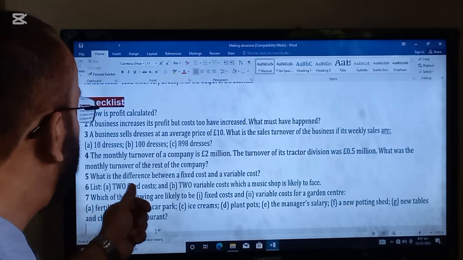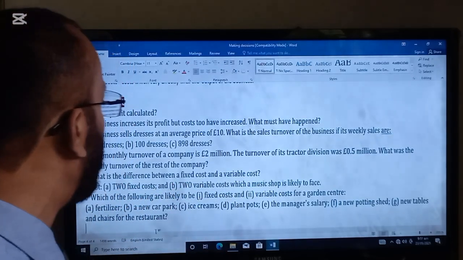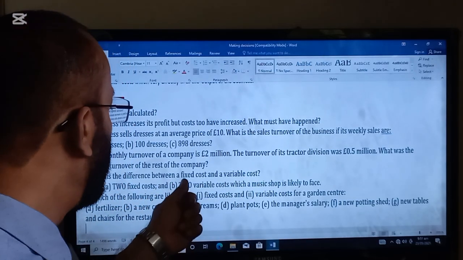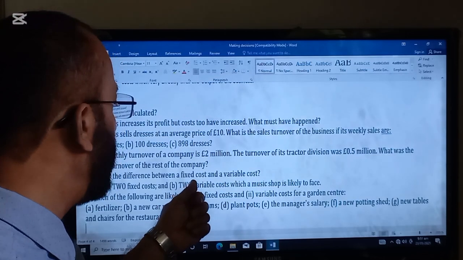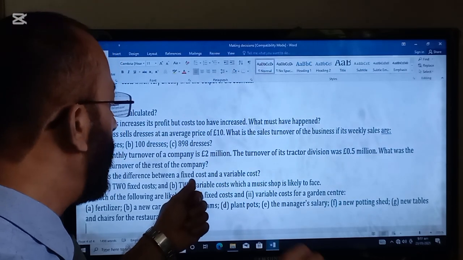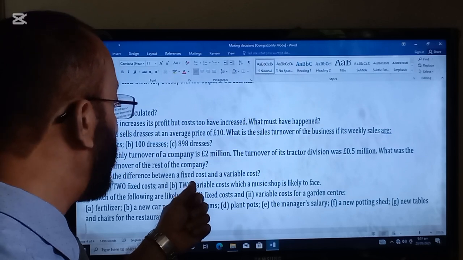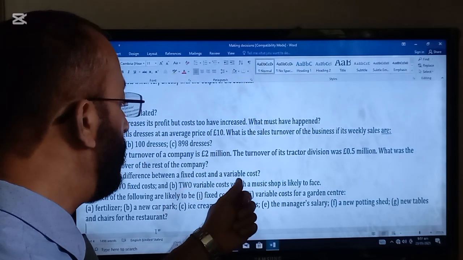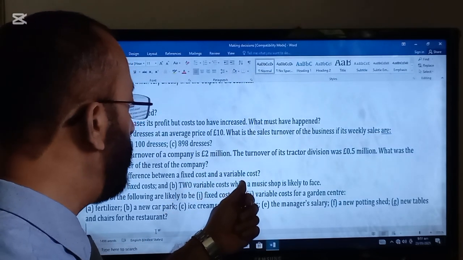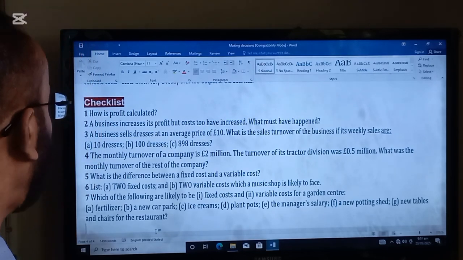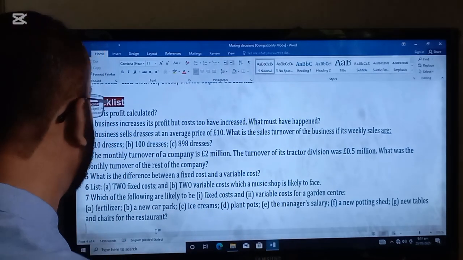Next is, what is the difference between fixed cost and variable cost? The answer is, fixed cost, you have to pay for it whatever the circumstances are. Either the production is much or less or no production at all, you have to pay for it. This is the fixed cost. And variable cost directly varies with the production. And you have to give some examples too.